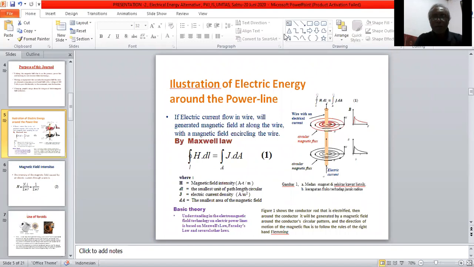And then, by Maxwell law, we can see in figure 1, Maxwell law says that the circumferential integral of the intensity of the magnetic field is equal to the area integral of the electrical current density flowing in the wire with a cross-sectional area A. In the picture, the circle of the magnetic field depends on the strength of the current flowing in the wire, and the intensity of the magnetic field is lowest on the outer circle of the electrical wire.